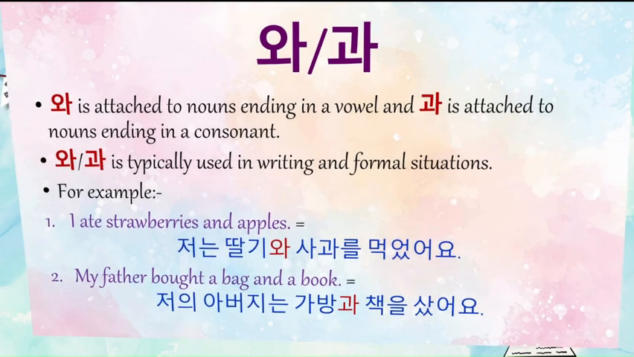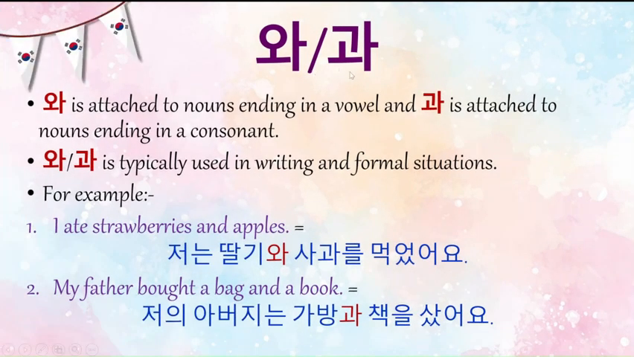First of all, let's start with wa or kwa. So basically, how to use them? Wa is attached to nouns ending in a vowel. Okay, if your noun is ending in a vowel, then you have to attach wa. And kwa is attached to nouns ending in a consonant. Very simple. Okay, when will wa be used? When the noun ends in a vowel. And when will kwa be used? When the noun is ending in a consonant.